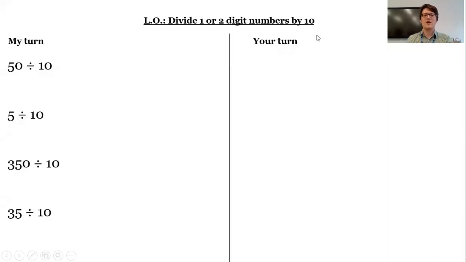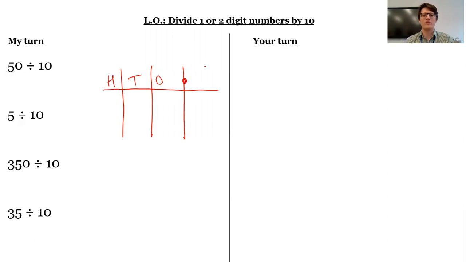Okay, today we're going to look at dividing numbers by 10. We looked at multiplying the other day, and to make sure we really understand what's going on here, we're going to draw a place value grid. So I'm going to set one up with some hundreds, tens, ones, and I'm also going to put in my tenths. Now 50 divided by 10, you might say, well, I'm just taking off the 0. That works in this instance, but we need to understand what's actually going on.